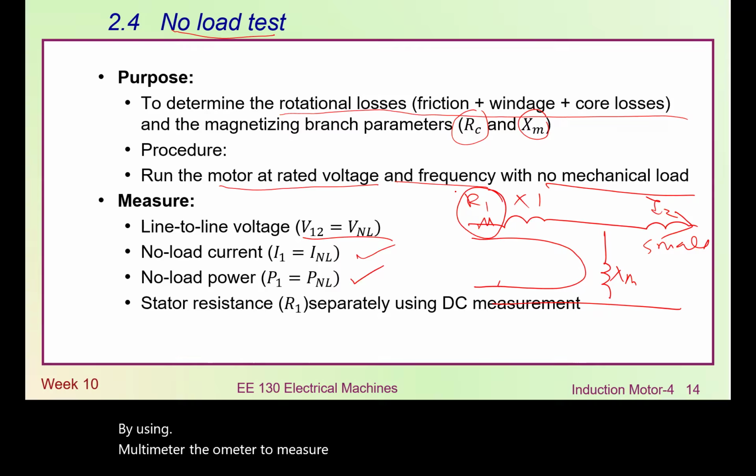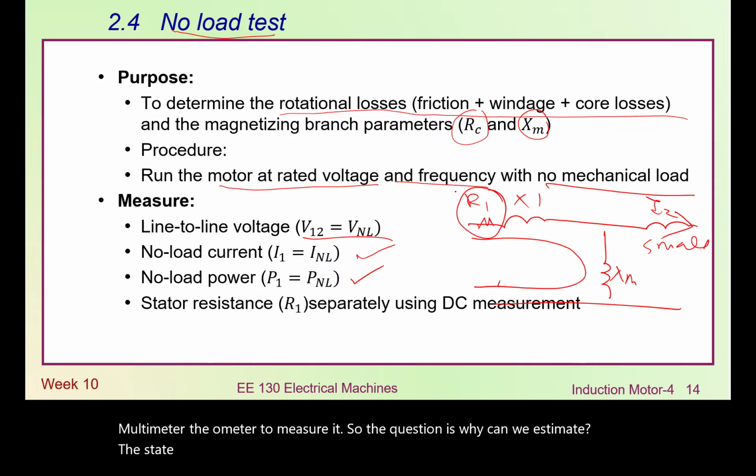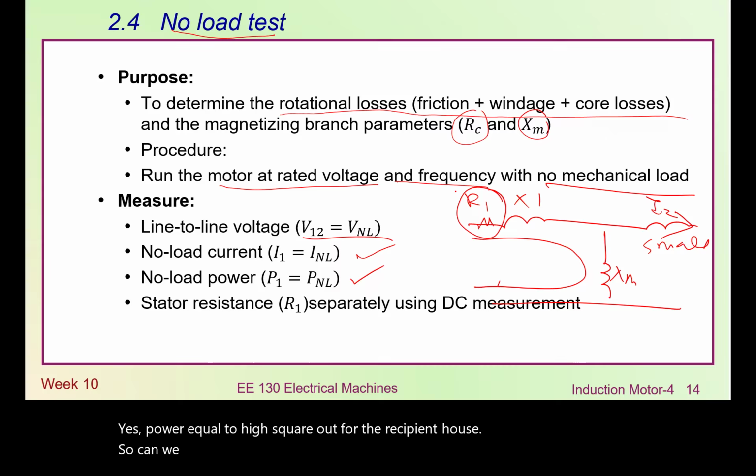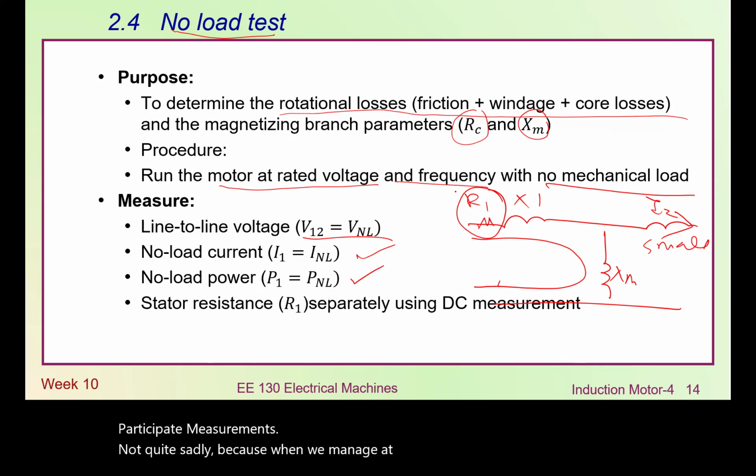So the question is, why can we estimate the stator resistance using these three measurements? Yes? Power equals I squared R. Yeah, power equals I squared R for the resistive power loss. So can we measure the R1 resistance from these three measurements? Can we? Yes? Not quite exactly, because when we measure the load power, what kind of power should it be? That includes quite a few items.